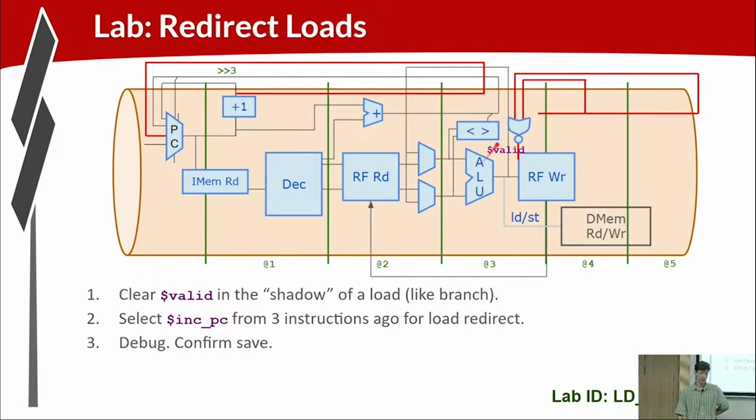Okay, so the first step is to factor in validity to create the shadow of the load. And the second step is to correctly assign the PC for the instruction that's following the load, which has been delayed 2 cycles. Okay, so think that through: update the valid logic, update the PC mux, and then I'll walk through it.